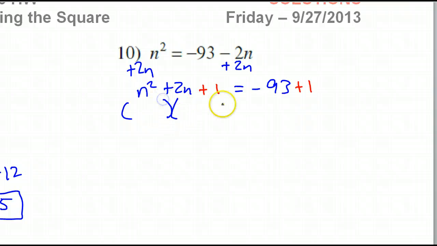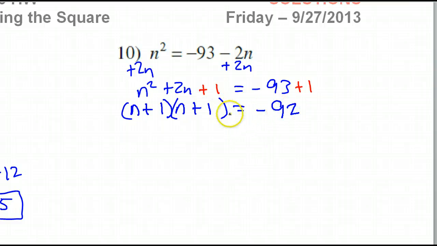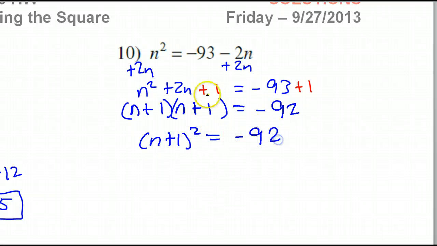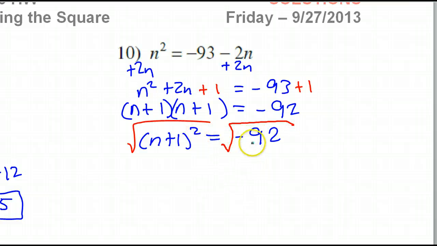All right, this will factor as n plus 1 twice. So I can write that as n plus 1 squared. And then I can take the square root. Now, remember what I told you. Don't forget your plus or minus. So that's going to be n plus 1 is equal to plus or minus.